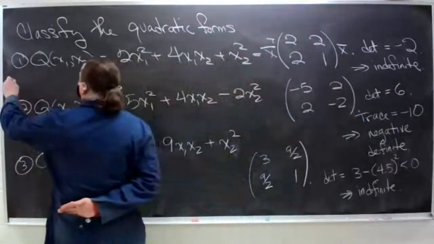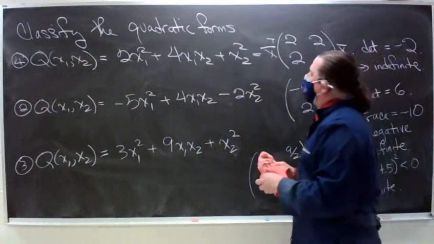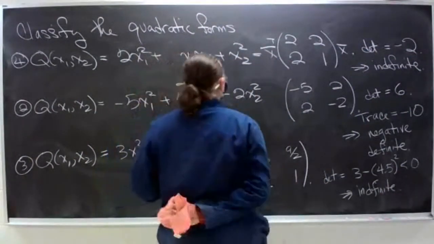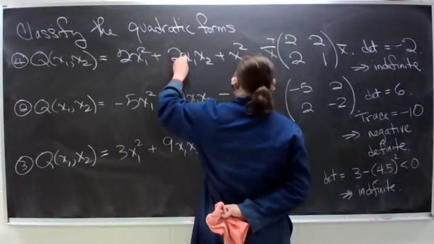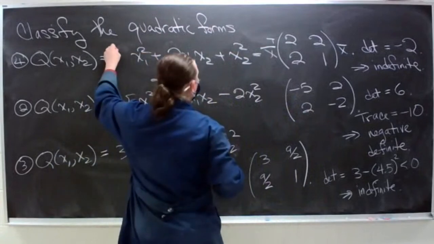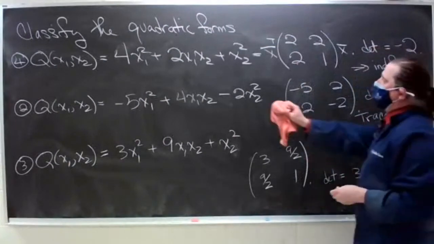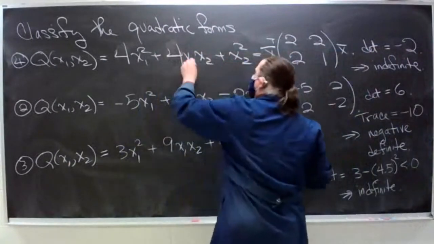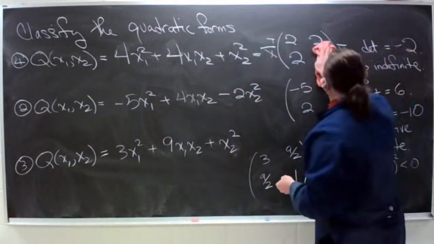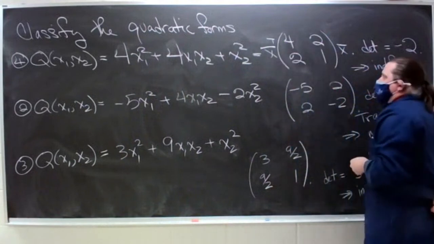Let's do another one real quick. What if instead it had been this? In this case, I would have 4, 2, 2, 1.